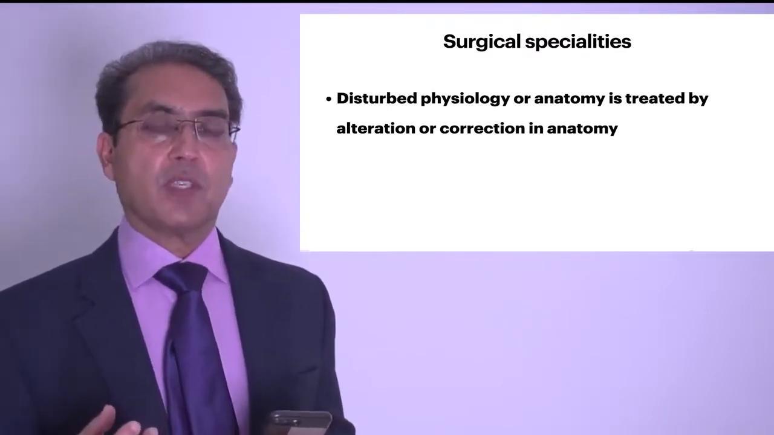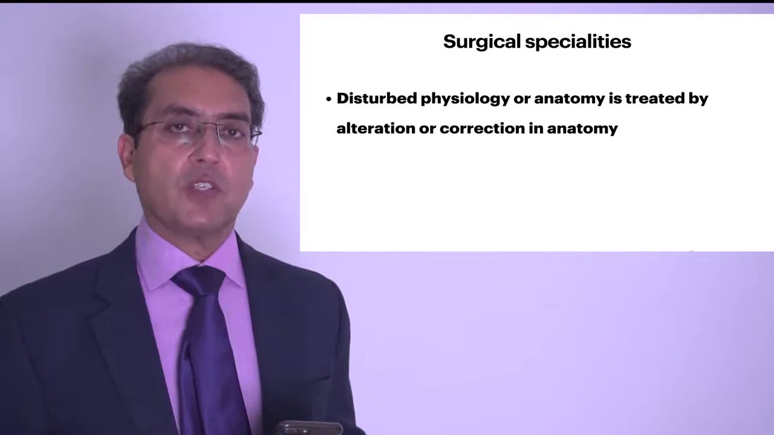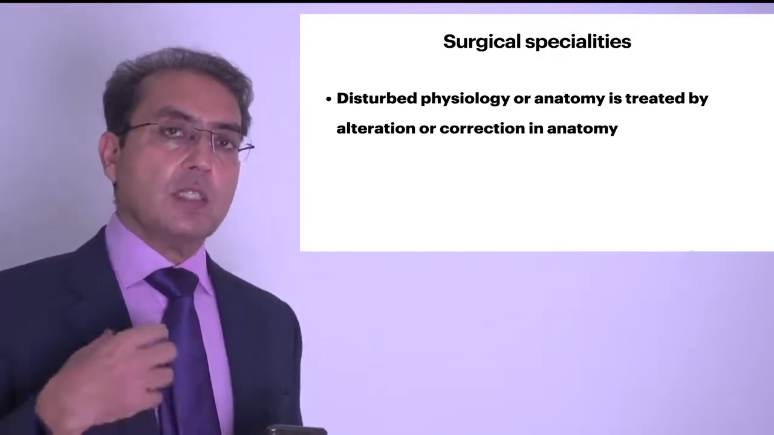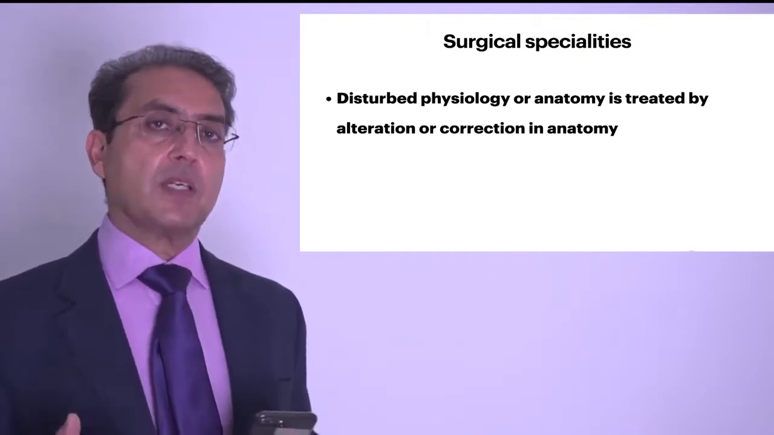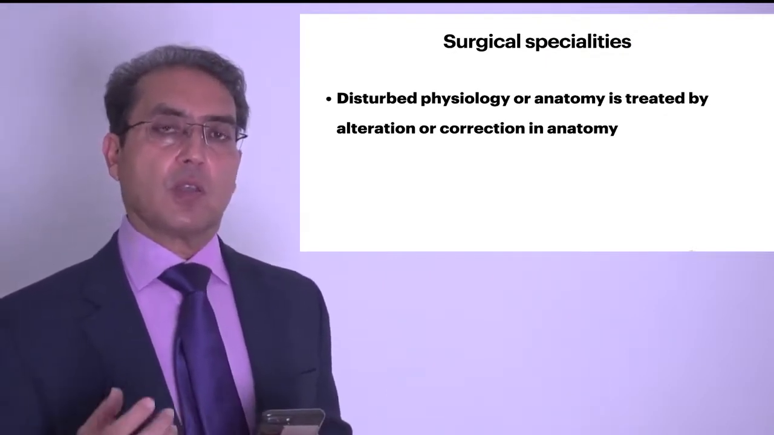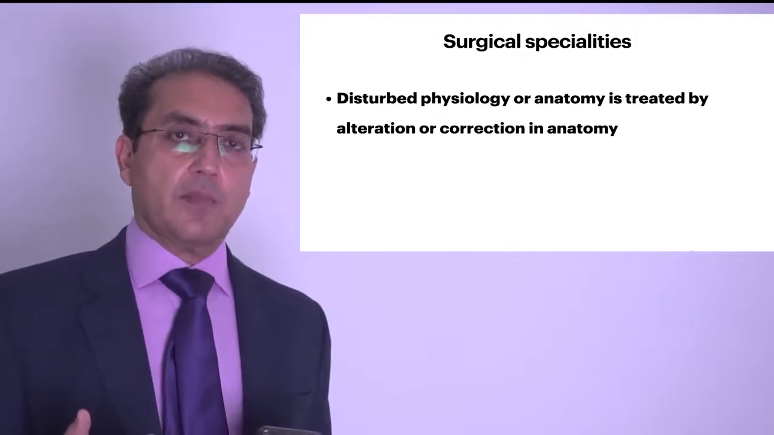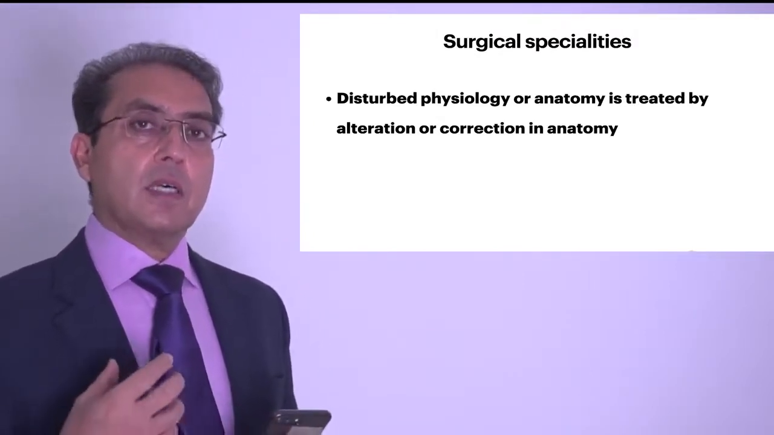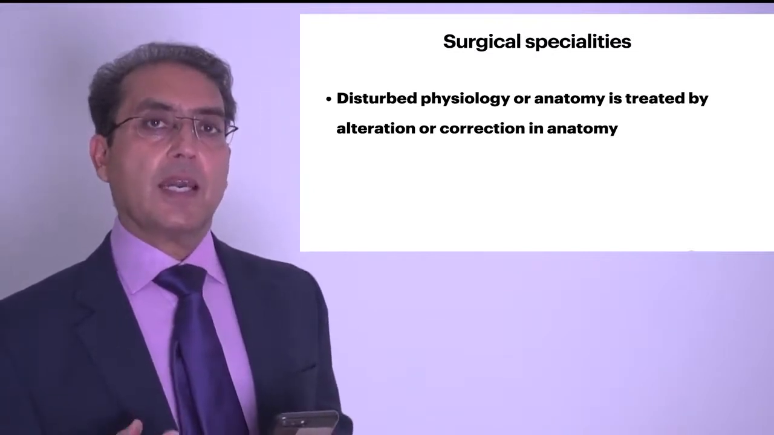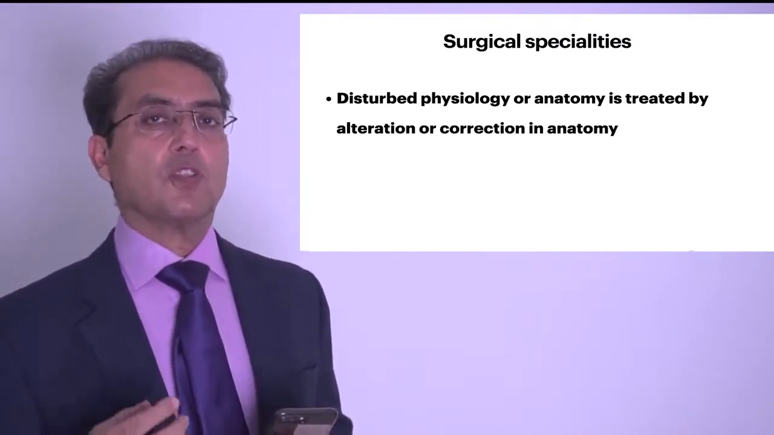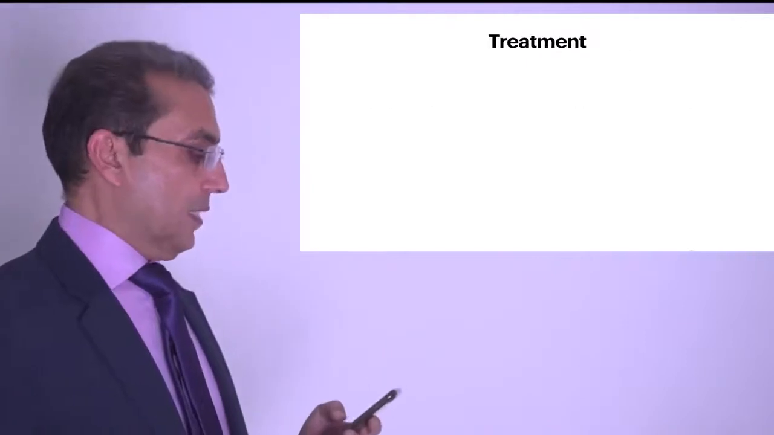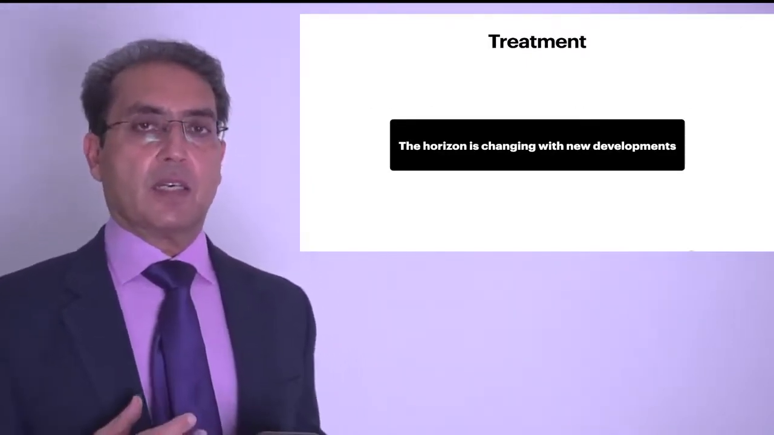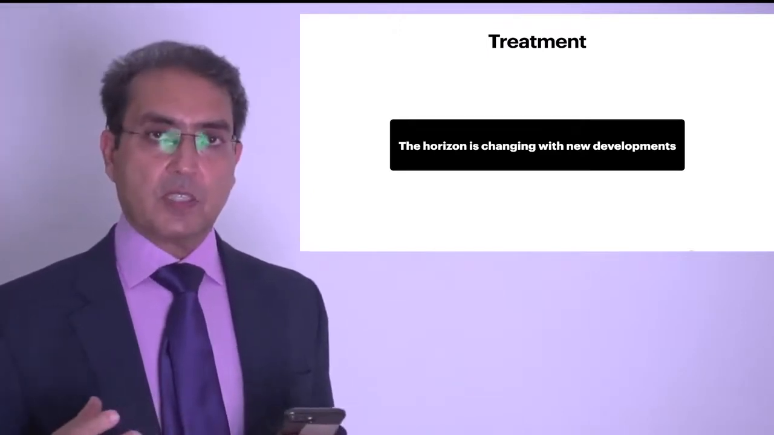Or another example of this is that if there is occlusion in one of the arteries, you can remove the clot and restore the anatomy. So these are different surgical treatments. So in medical treatments, the disturbed physiology or psychology is treated by medicines or psychological support system, while in surgery, it is the alteration or correction in the anatomy which is causing disturbed physiology or which is causing disease. Now the treatment is changing very rapidly, and there is mixing between surgeons and physicians.